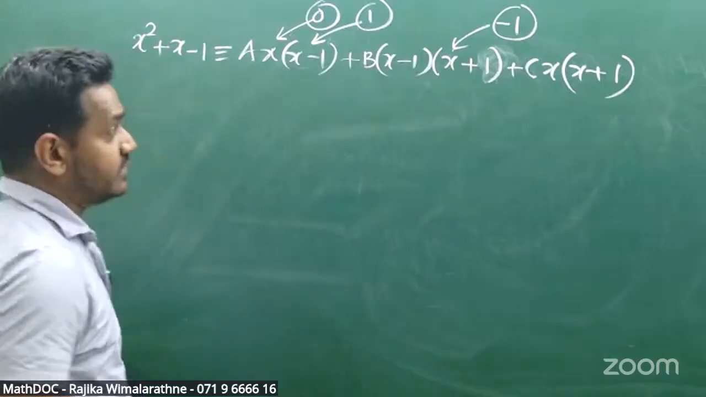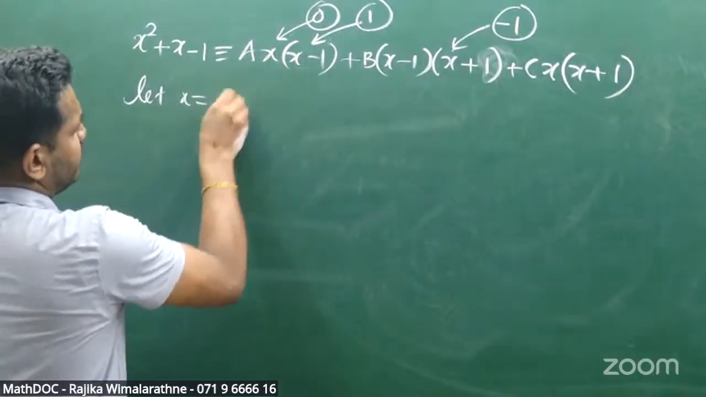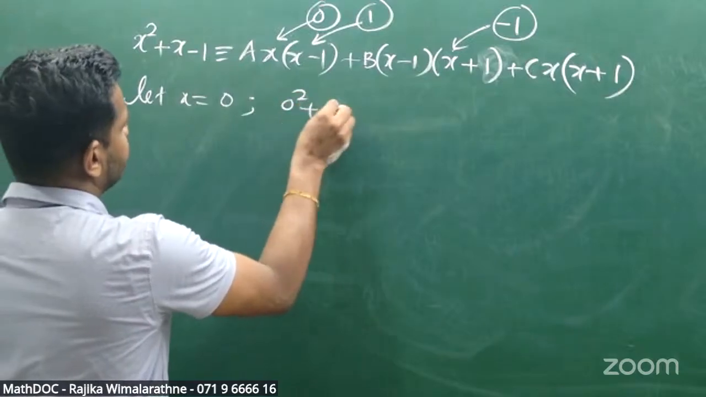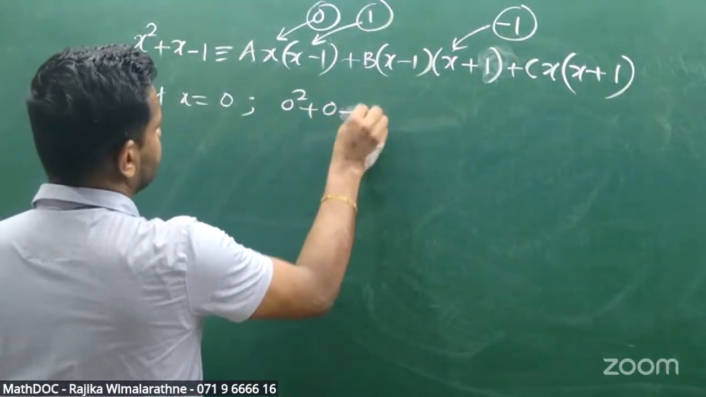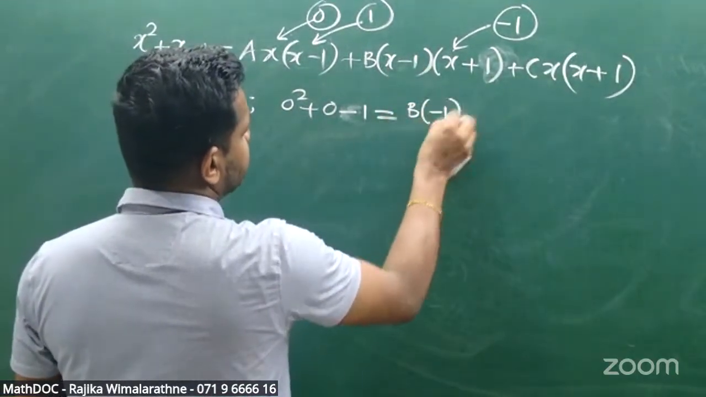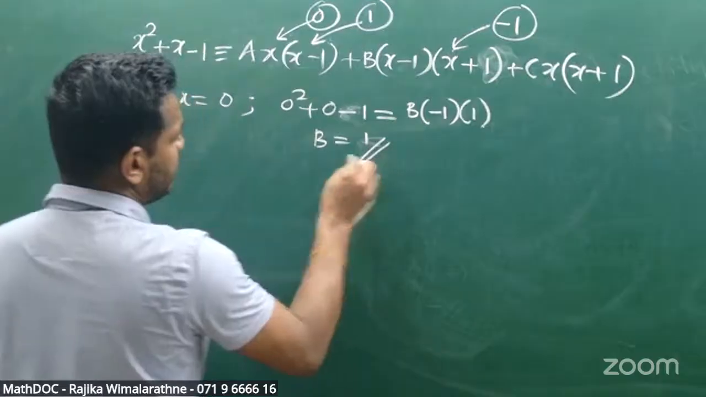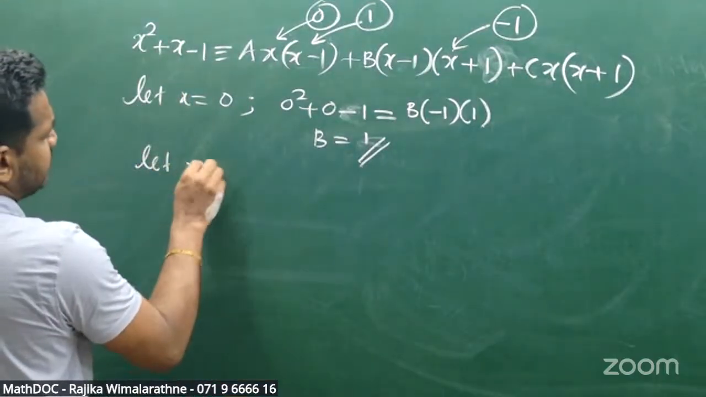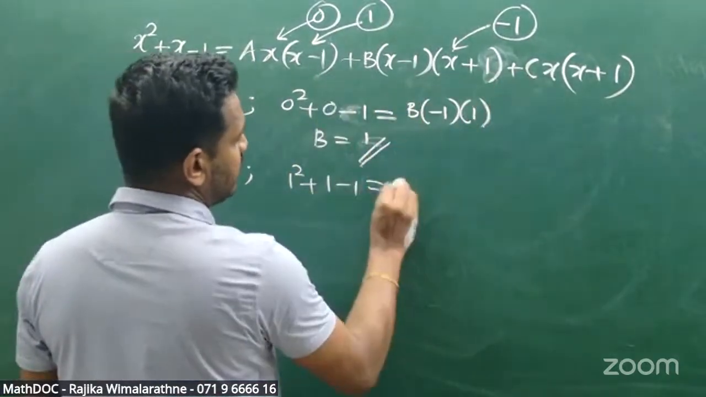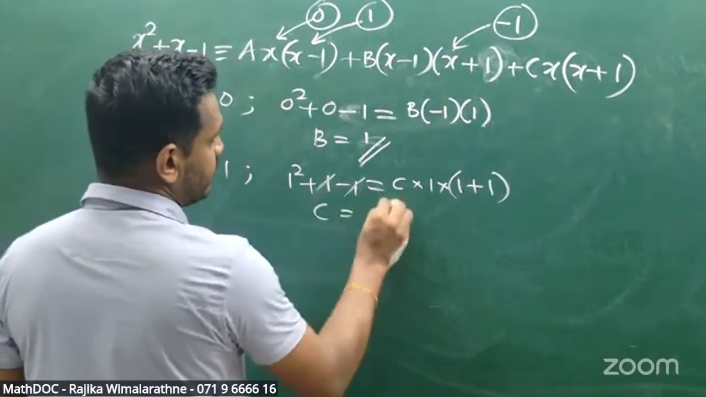Then we start substituting. Now let x equal 0 first. Then here 0, here 0, here minus 1. Then b times (minus 1)(plus 1), so the b value is plus 1. Now let's substitute x equal 1. Then 1 squared plus 1 minus 1, here the a and b terms are 0. Here c times 1 times (1 plus 1). Then c equals 1 over 2.